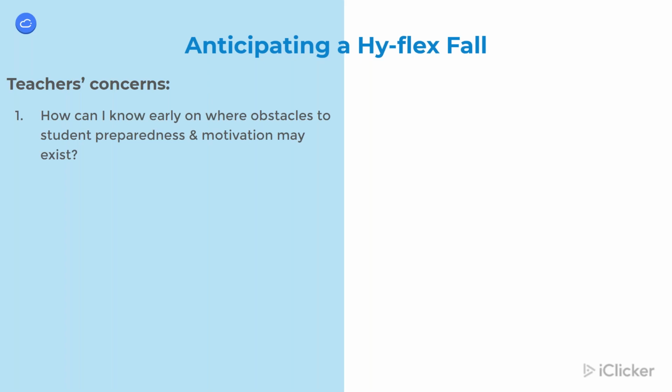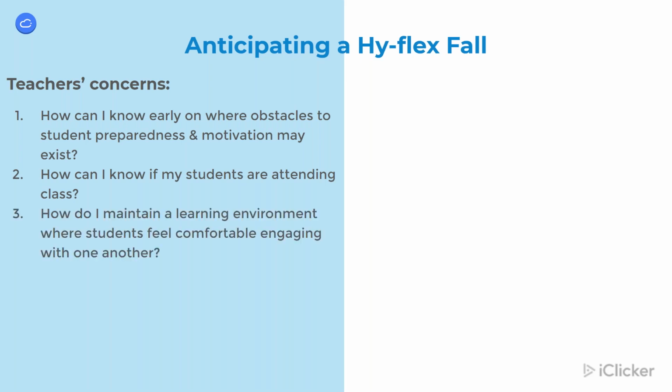They want to know, how can I know early on where obstacles to student preparedness and motivation may exist? They want to know, how can I know if my students are attending class? Especially, let's say you're doing a synchronous class and you want to know, hey, who's actually showing up live to watch these videos? How many of them are actually there in this class period?